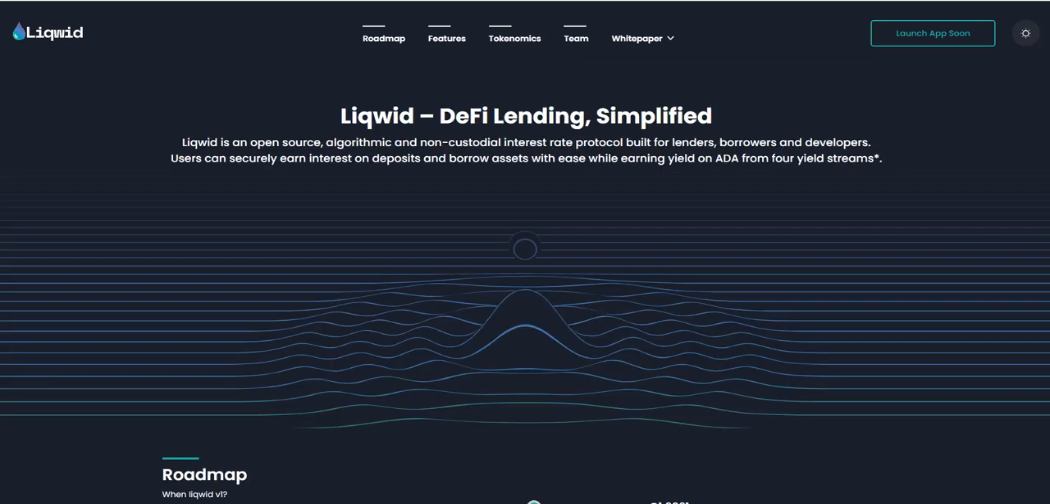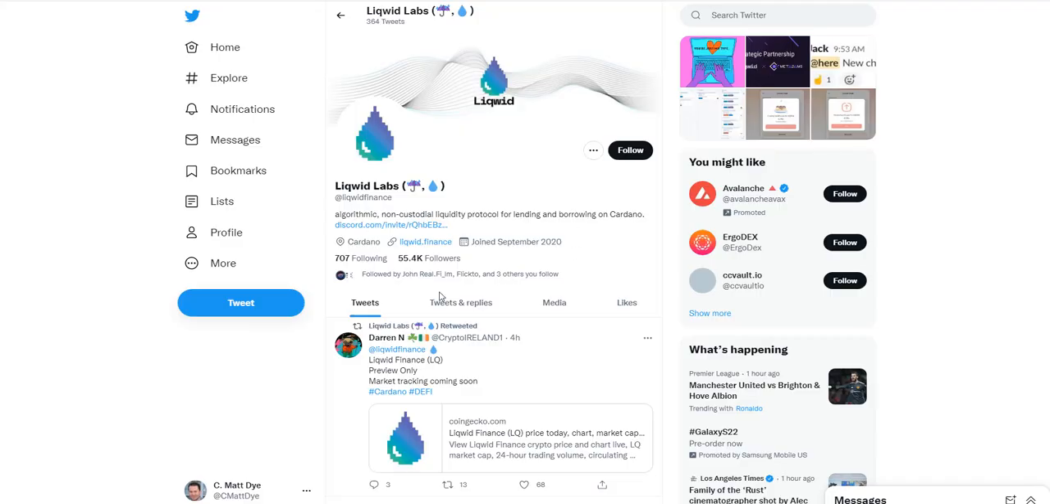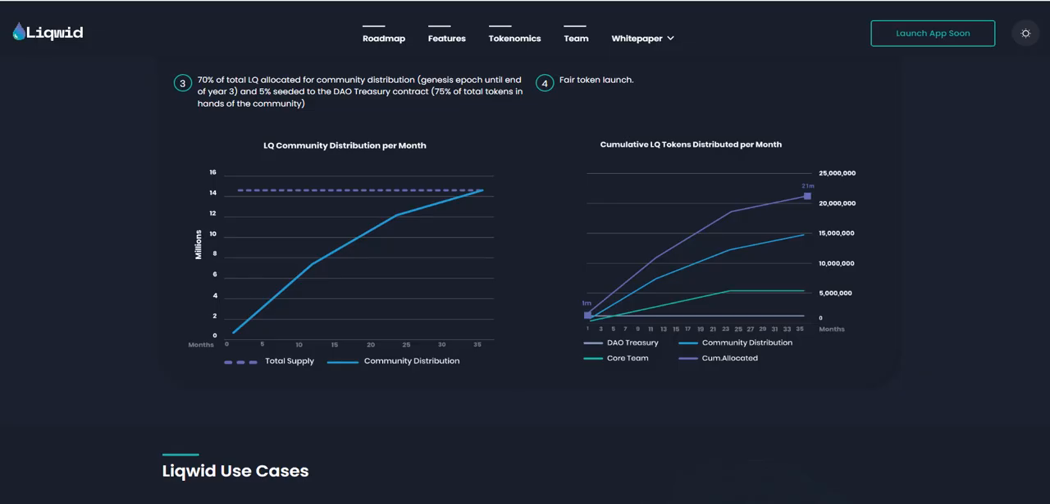Now, there's a lot of things that have to happen. The app hasn't launched yet. However, the team is on top of their game. I'm in their Discord. It's active. They're telling people what's going on. This is their Twitter here if you want to check that out. I'll leave that in the description. I'll leave their white paper in the description.